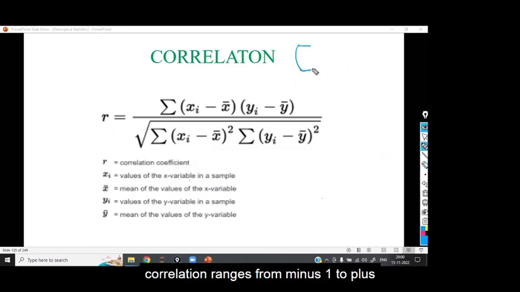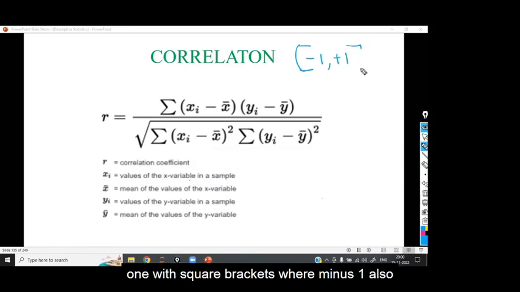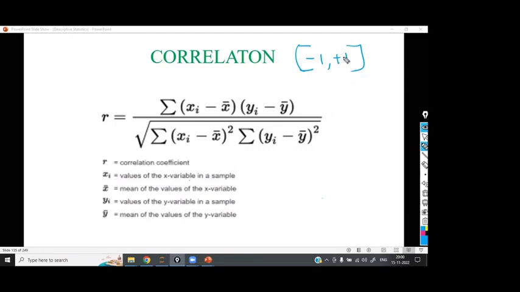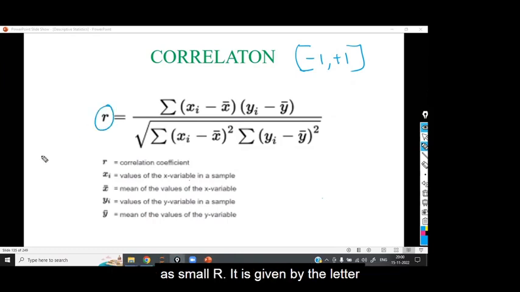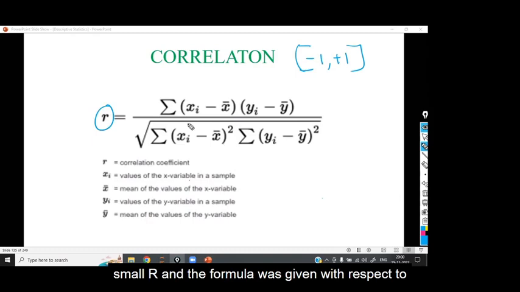The correlation range is from minus 1 to plus 1 with square brackets, where minus 1 is also included and plus 1 is also included. Now correlation is denoted by the letter small r, and the formula was given like this.